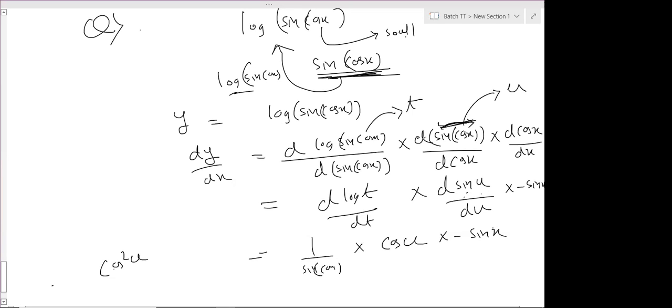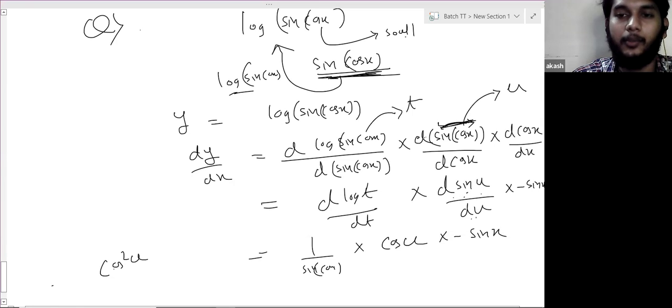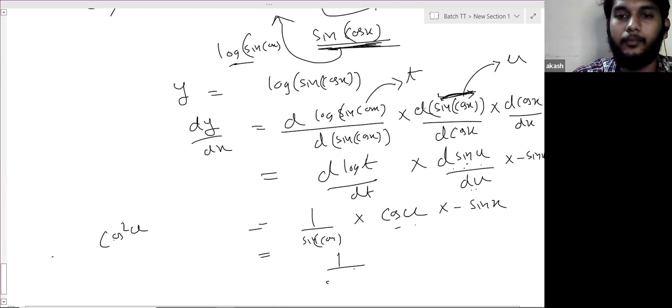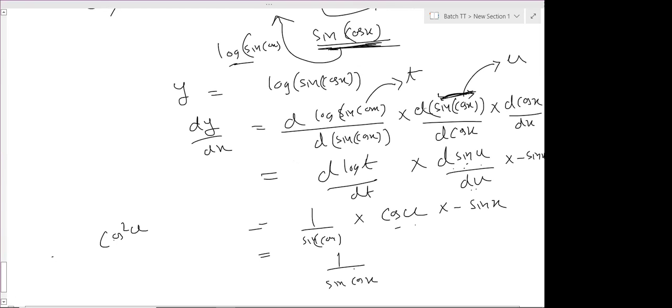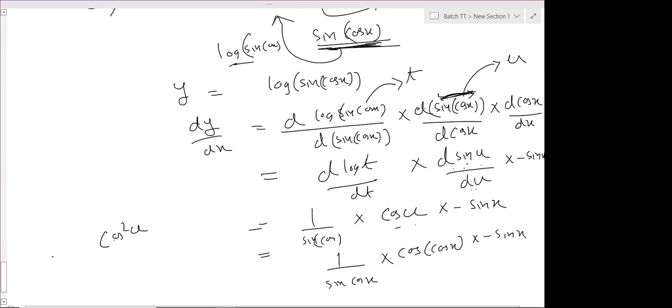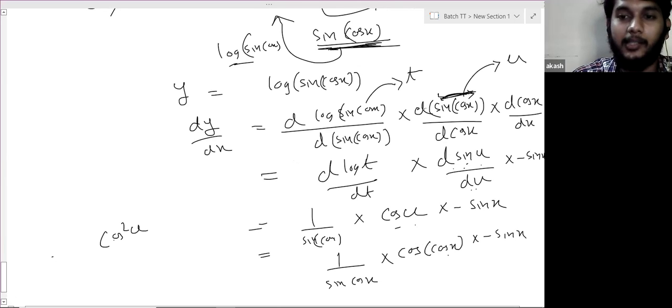Differentiation of sin u with respect to u is cos u. Now, what is the value of u? Cos x. So this is cos of cos x. All right, this is not cos square x. This is not multiplied. Now you get the example. This is soul, this is body. Body is not multiplied with the soul, right?